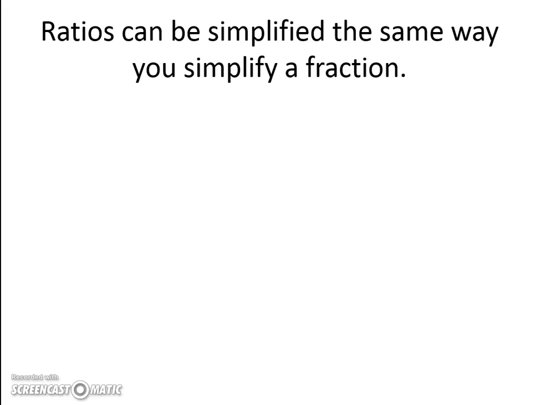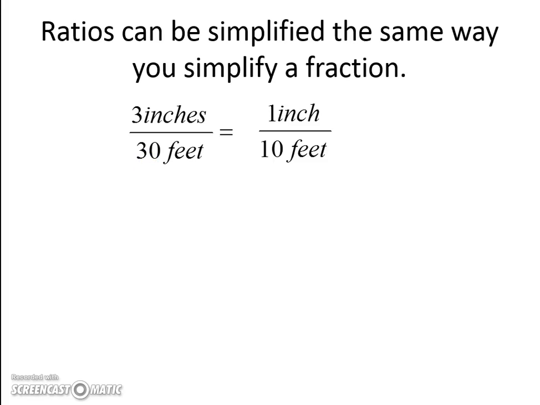When we have ratios, as I had mentioned earlier, we can simplify them the same exact way we would simplify a fraction. So if you were given the ratio 3 inches to 30 feet, you could simplify this ratio by dividing the top number or numerator by 3 and the bottom by 3, because 3 is a common factor for 3 and 30. And when you do that, you get 1 inch to 10 feet. And I know that this ratio is written in simplest terms because 1 and 10 only have one common factor, 1.